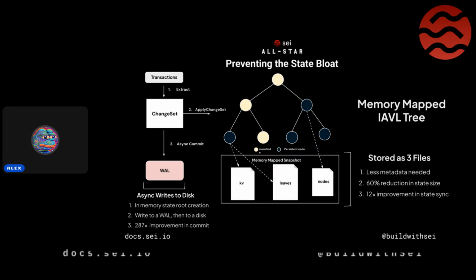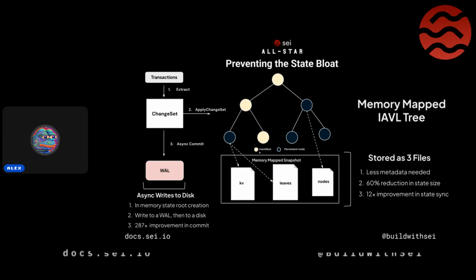So we have an in-memory state root creation, we write it to a write-ahead log, then to disk. And by doing this, our commit times are getting over 280 times faster. And we are having the advantages of both things, right? We don't have to store everything in memory, that would be way too complicated, way too big. And we don't have the problem of having to read everything from disk all the time, which slows us considerably down. And by doing this, we can accelerate the commit times by about 287x, to be exact.